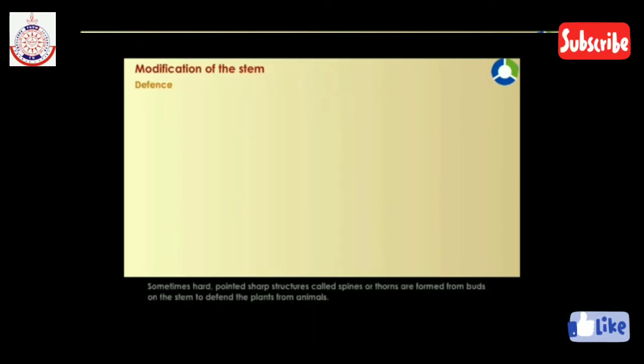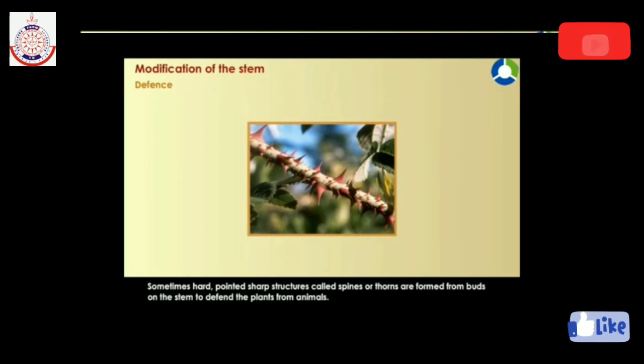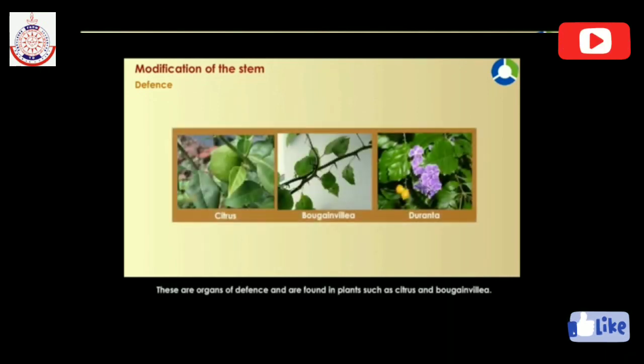Defense. Sometimes hard, pointed, sharp structures called spines or thorns are formed from buds on the stem to defend the plants from animals. These are organs of defense and are found in plants such as citrus and bougainvillea. In Duranta, a bud is modified into a hard, pointed thorn which acts as a defensive organ.